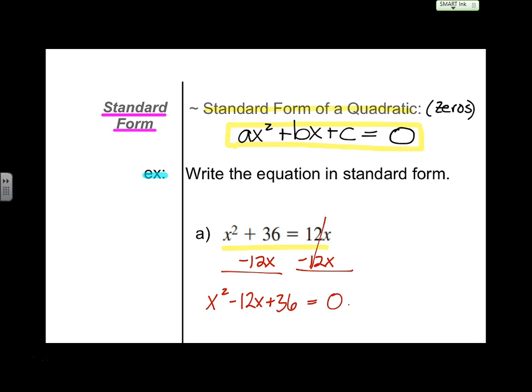Yeah, I need my ax squared plus bx plus c, and then 0. So, guys, look at the directions. Write the equation in standard form. Does it match? Exactly. Johnny, well done. That's it. Algebra allows us to move things around.